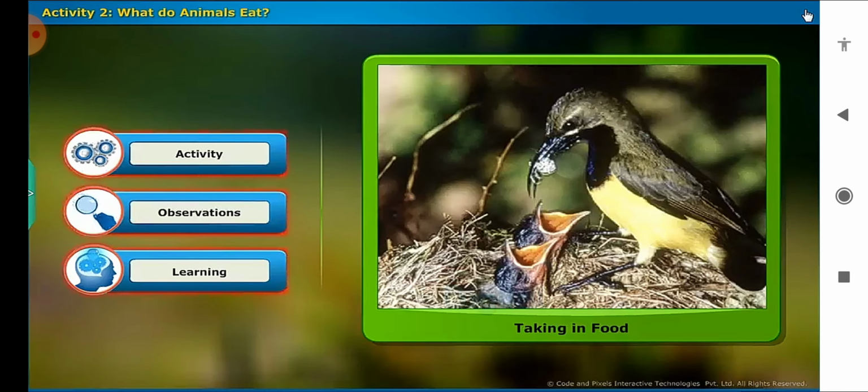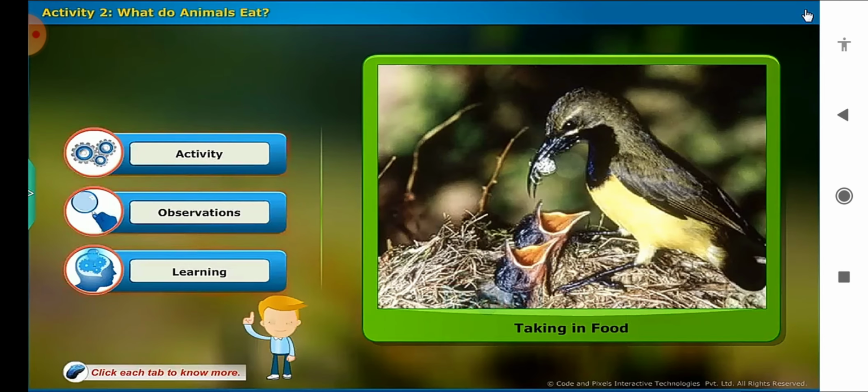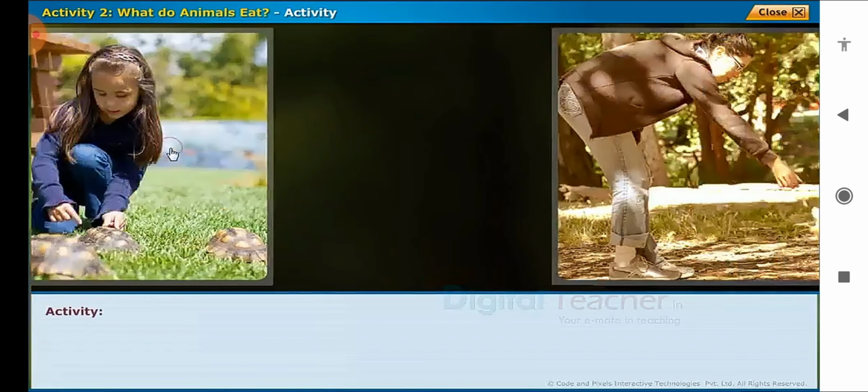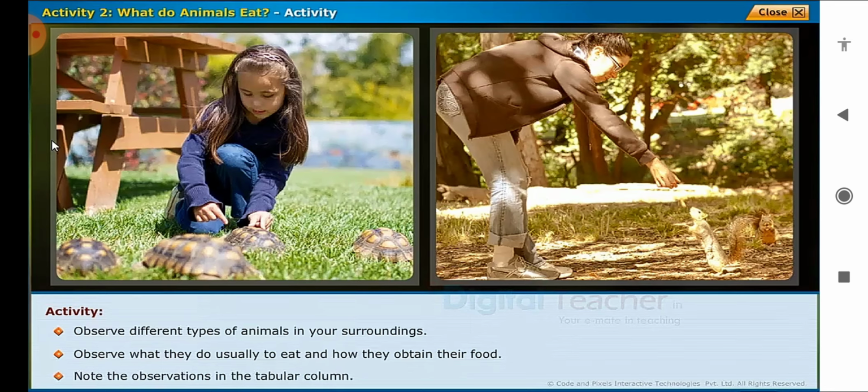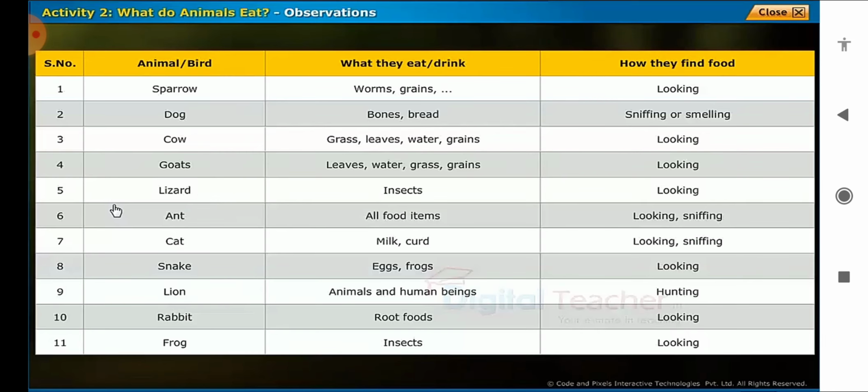Here let us perform an activity to know what different animals eat. Click each tab to know more. Observe different types of animals in your surroundings. Observe what they do usually to eat and how they obtain their food. Note the observations in the tabular column. The table on the screen gives information about what different animals eat.